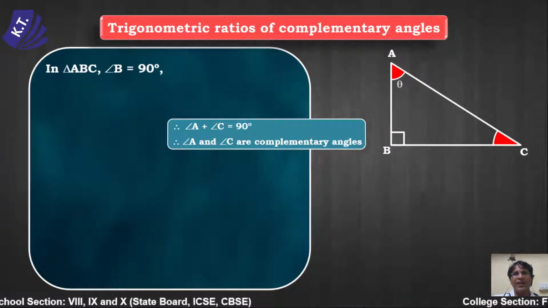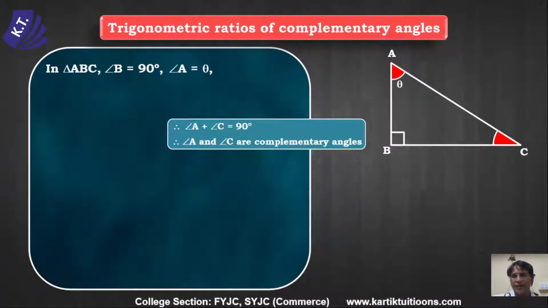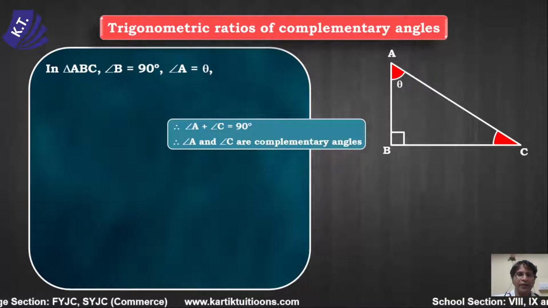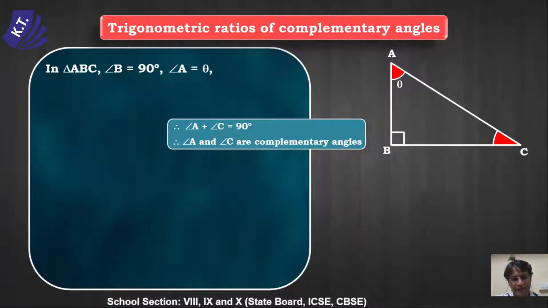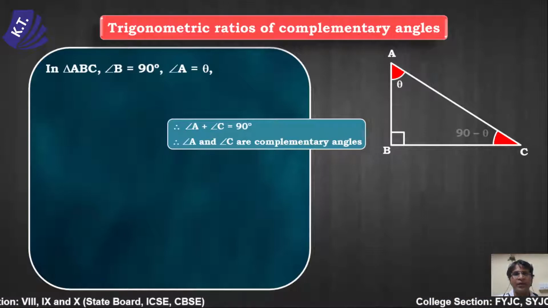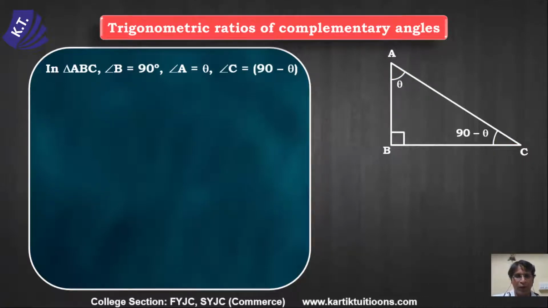Now let's take angle A as theta. Now if my angle A is theta, then come on, tell me what is the angle C here? If angle A plus angle C is equal to 90 and angle A is theta, then angle C becomes 90 minus theta. I hope I am clear till here.